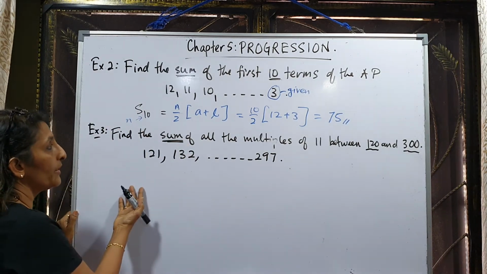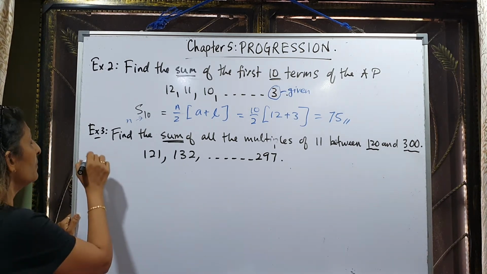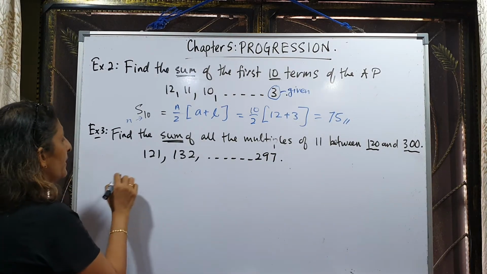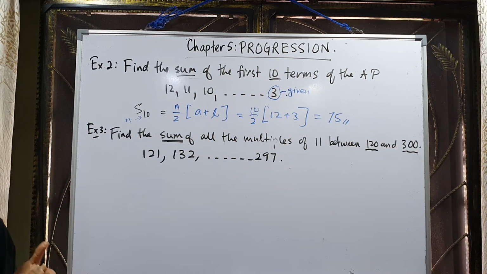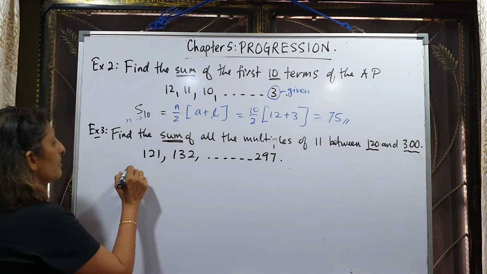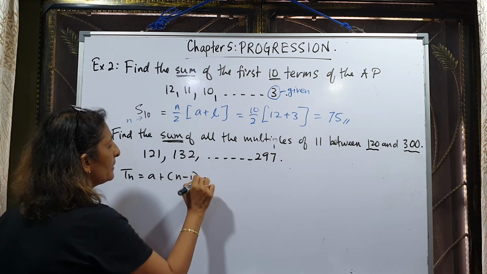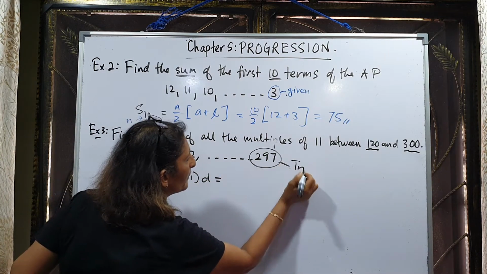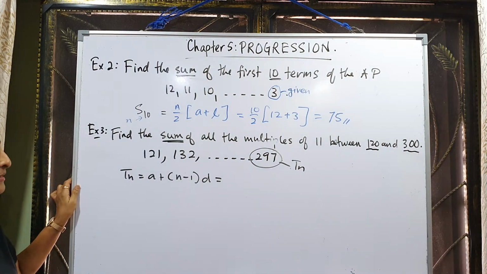But in order to find the sum, we use the Sn formula. We don't know what n is. So step 2, you have to find n. How do you find n? Now, it's always like this. When you want to find n, use the Tn formula, which is a plus (n minus 1) d. And this is the nth term. The nth term is the last term. Tn is the last term.